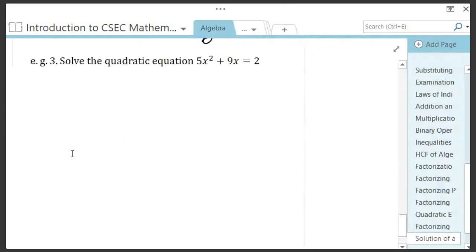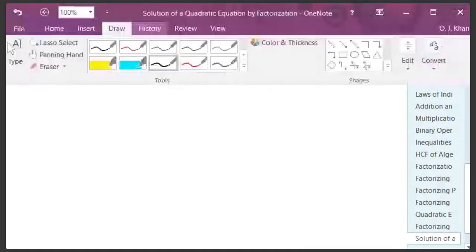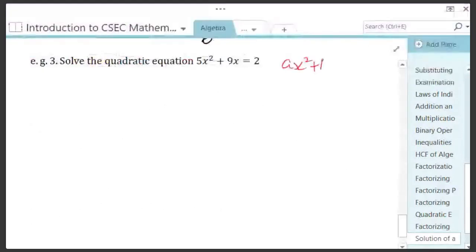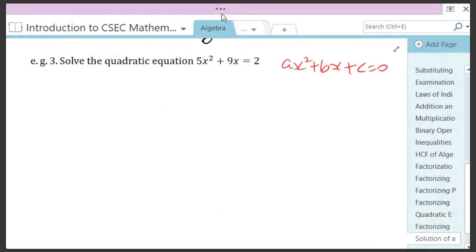All right, so remember that the general form of the quadratic equation is ax squared plus bx plus c is equal to 0. Anytime you want to factorize a quadratic equation, you need to move all the quantities to one side of the equation so you can have it in this form, okay, when you want to solve it.